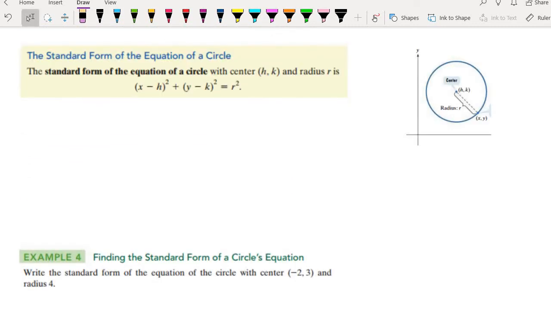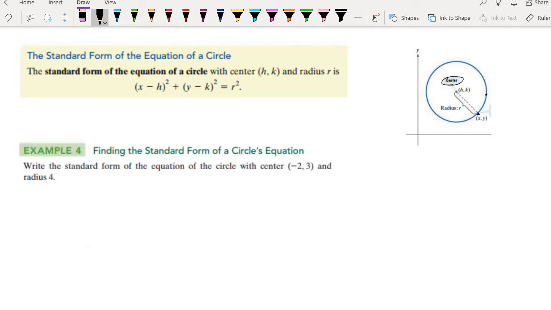So here we have the standard form of the equation of a circle. On the right side we have a graph. We always say our center right here is h and k, and the radius is going to be r. This is our x and y points. So example 4, what we want you to do is write the standard form of the equation of a circle with the center -2, 3, and radius 4.